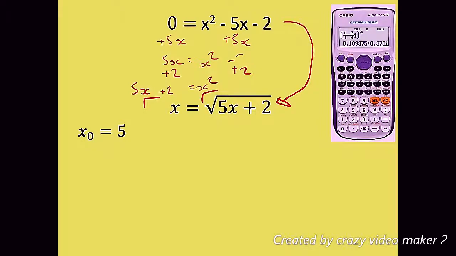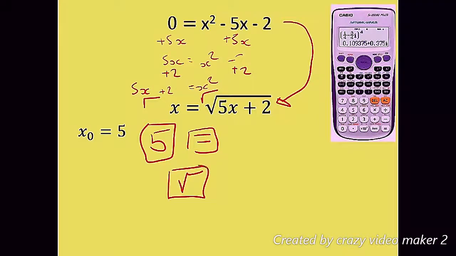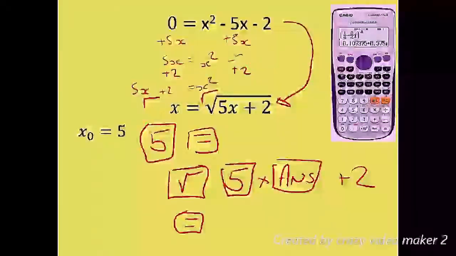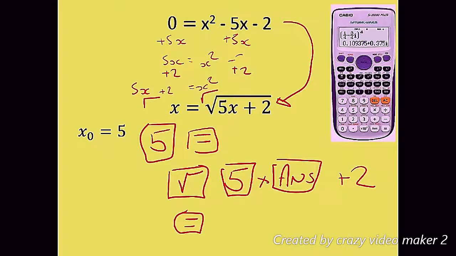Okay, so in my calculator, I'm going to put 5 and I'm going to put equals. So I've told my calculator my first number is 5. And I'm going to have to type this in. It gets a bit complicated. I use the square root button. Then I'll do 5 times my answer, and your answer can be typed as x, and plus 2. And then all I really need to do is continuously press equals over and over again until we get an answer.